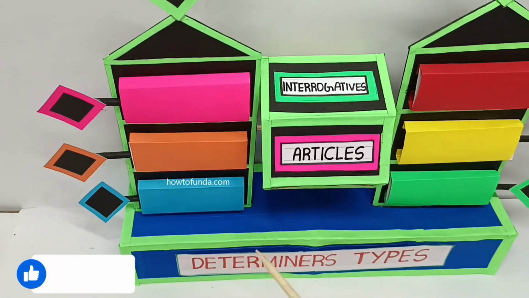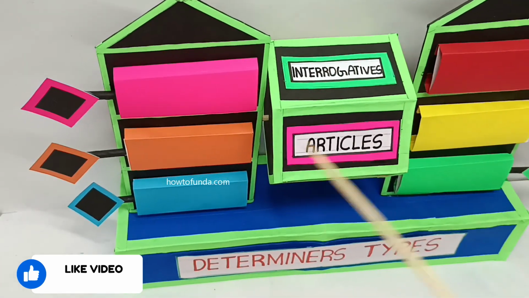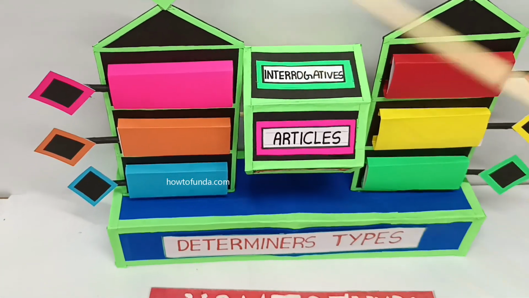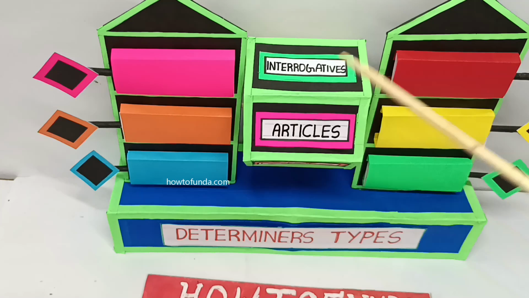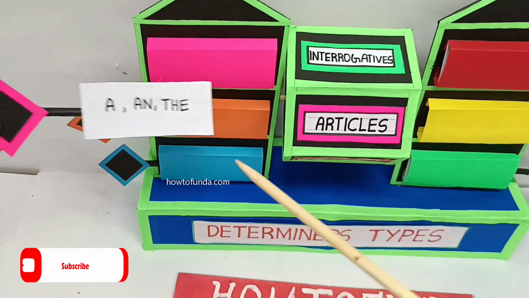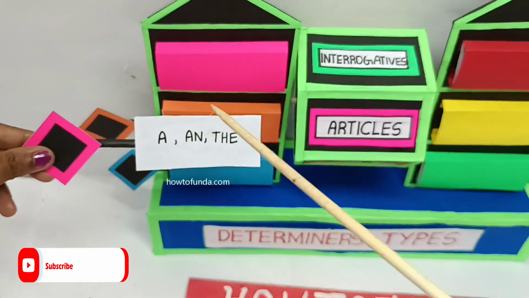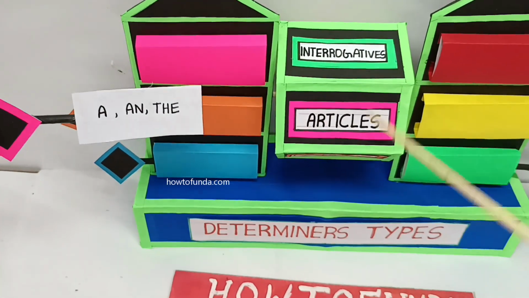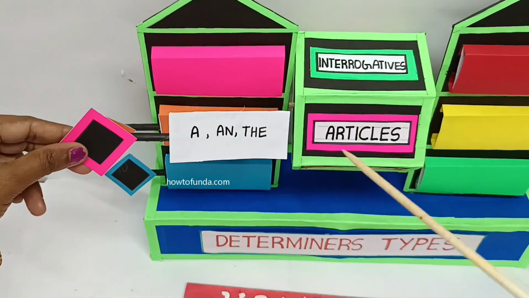The first determiner is articles. Here, the words we use to represent determiners in articles are a, an, and the. These are the determiners used in articles.